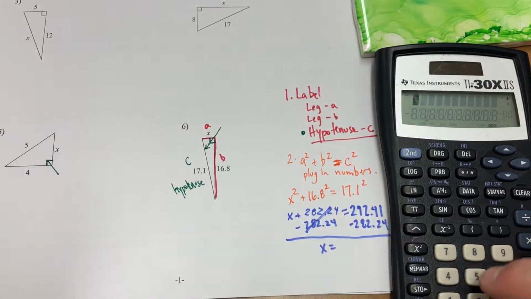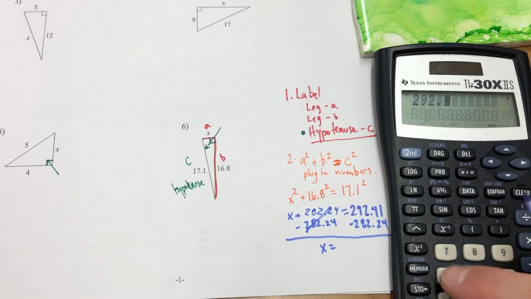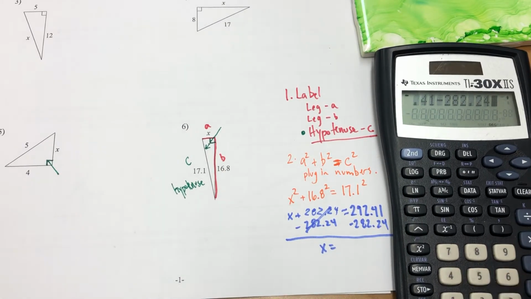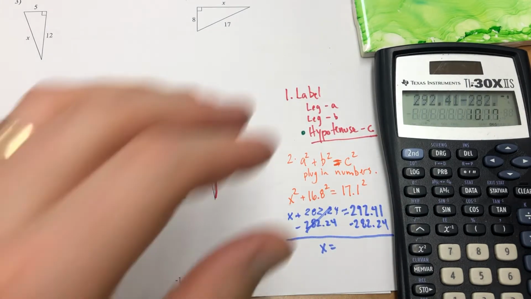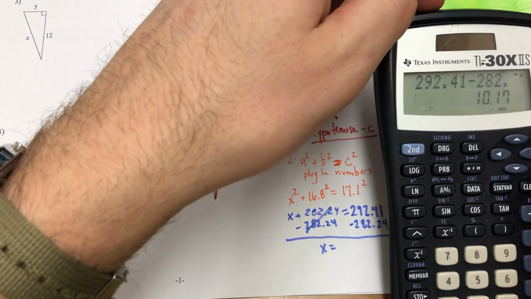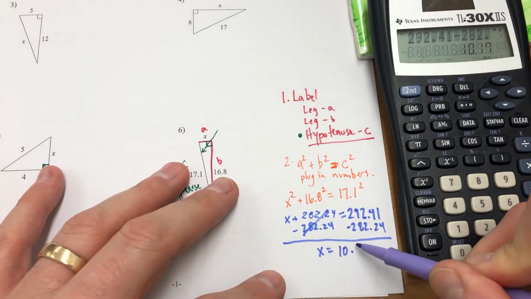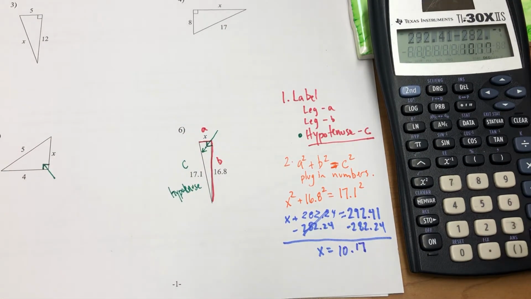292.41 minus 282.24 equals 10.17. See that? Great. So x squared equals 10.17. Now here's the tricky part.